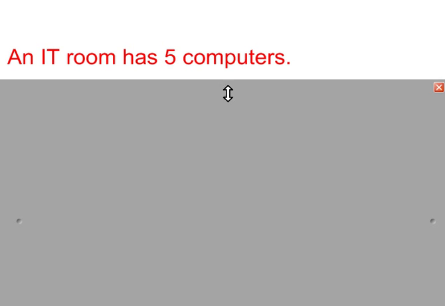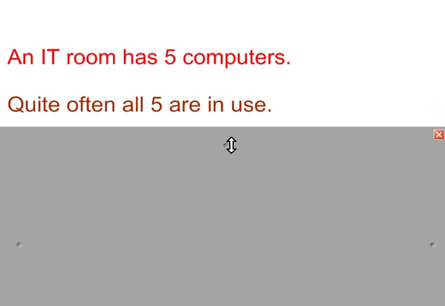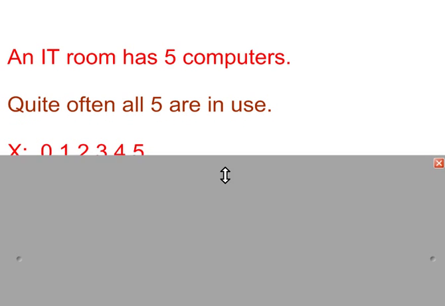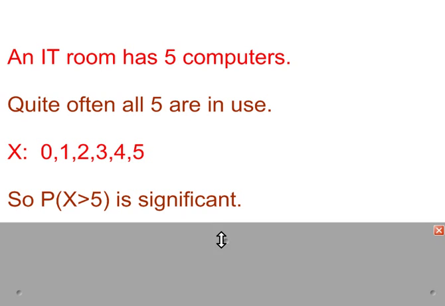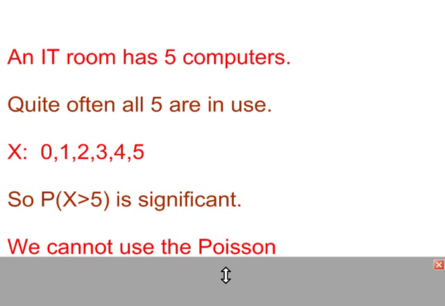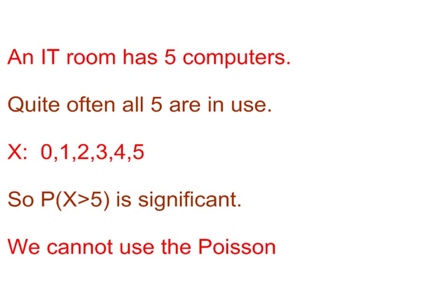A new example: an IT room has 5 computer terminals. Quite often, all 5 are in use. X is a discrete random variable representing the number of computers that are in use. The probability that X is greater than 5 from a Poisson distribution is significant. So we cannot use the Poisson distribution to model this context.